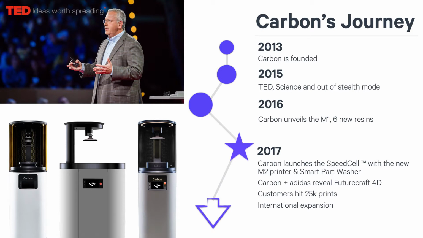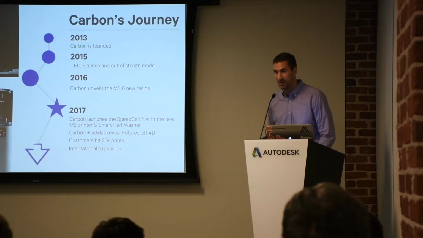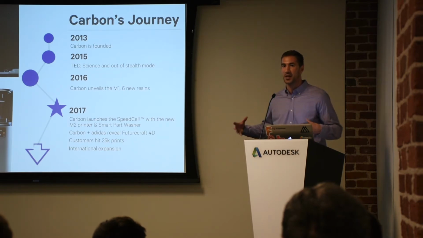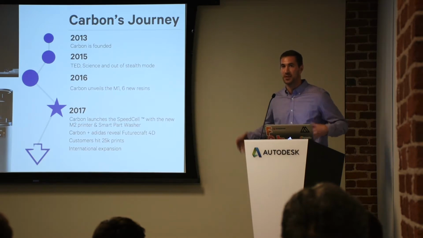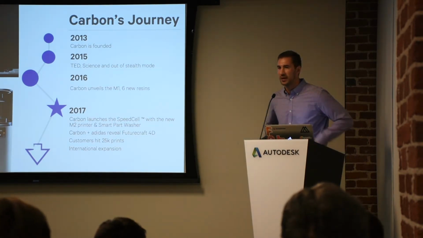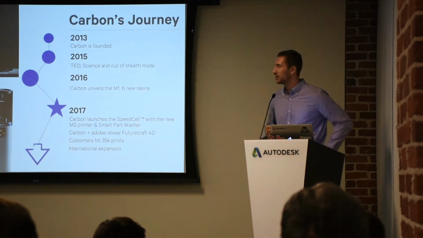And then in April of this year, we announced those other two products. The middle one's a smart part washer, we call it, essentially for automating some of the post-processing for cleaning parts. And the M2 printer, which is a step up in size from the M1. Fundamentally the same sort of hardware architecture.